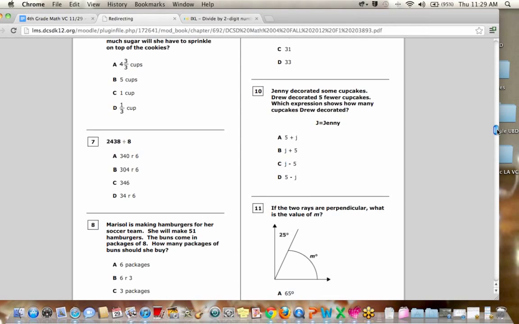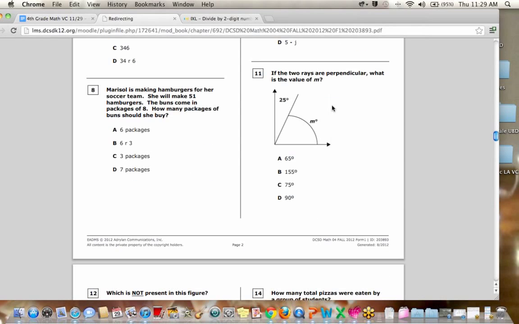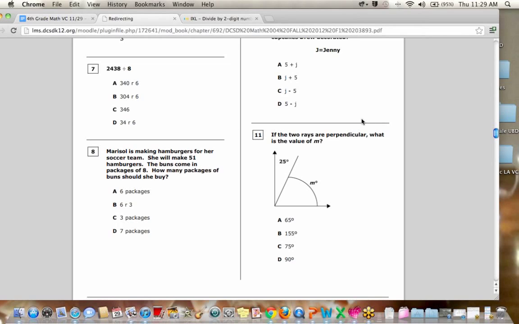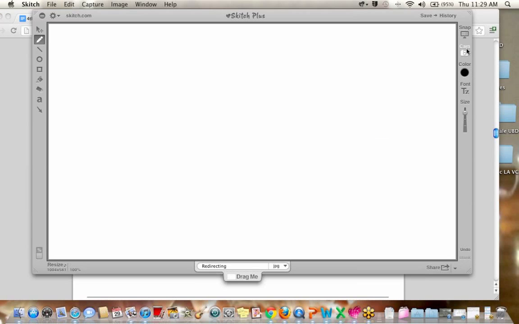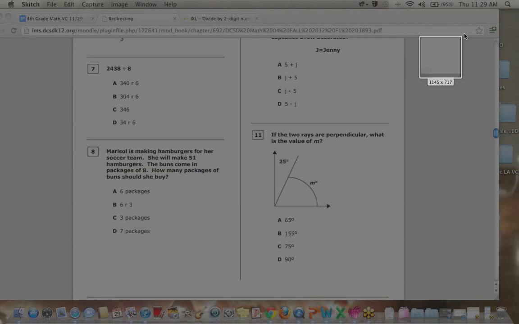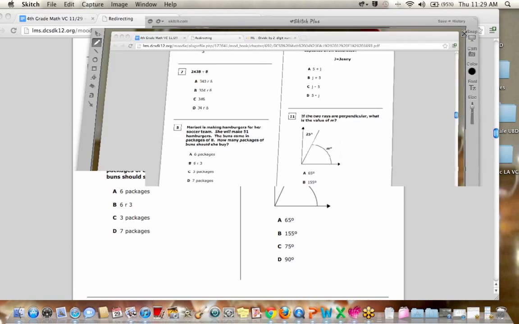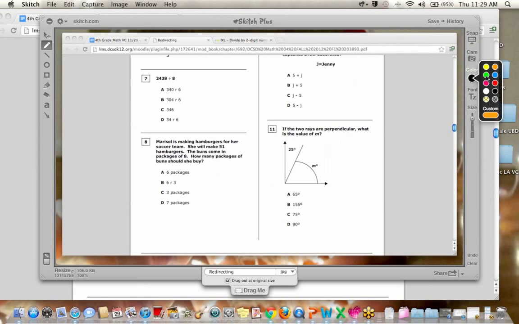All right. And last one for the interim review, and then we'll move on to just practicing a little more division, just to take it step by step. Okay, so right here, I'm going to take a picture of this. Give me just a second so I can draw some pretty colors. All right. We'll use lime green. The two rays are perpendicular. What is the value of m? So perpendicular, basically what they're saying here is this is a nice 90-degree right angle. It's 90 degrees.